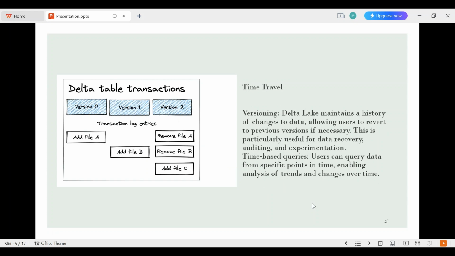Then there is the time-based query. Suppose a user wants to extract the data from a specific time, like a month, year, day, or quarter. From that specific time, the user can extract the data, and that capability is in Delta Lake. That's what we call time travel.